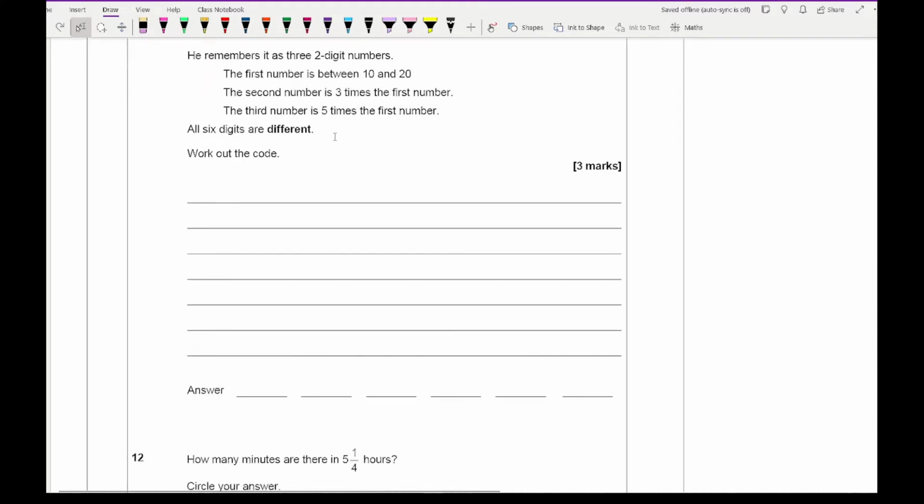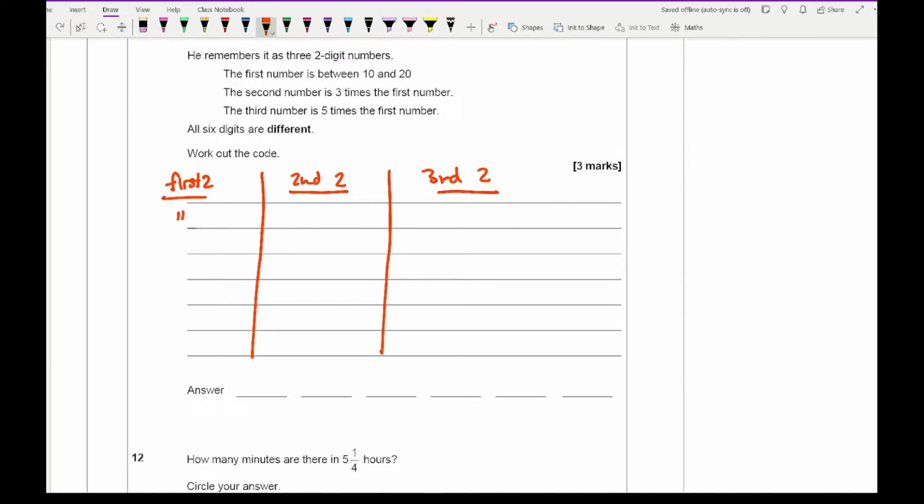So for this, the method I would choose is to write the first 2, the second 2, and the third 2, and I'm just going to do some columns like so. Now it says that the first number is between 10 and 20. So it's either going to be 11, 12, 13, 14, 15, 16, 17, 18, and 19. And now I'm running out of space, but we'll see where we go.